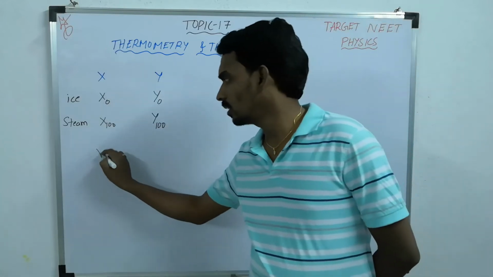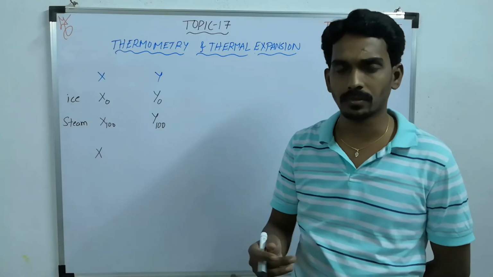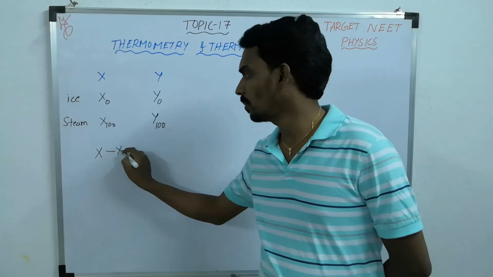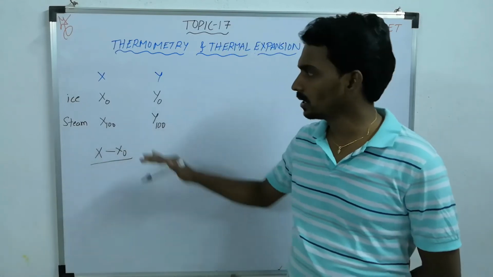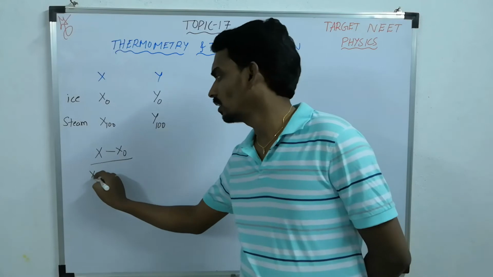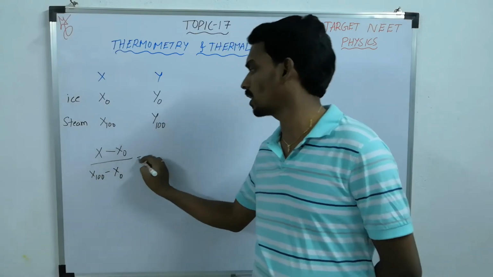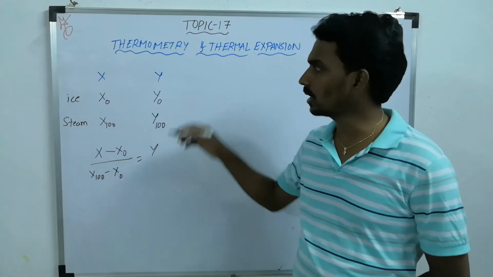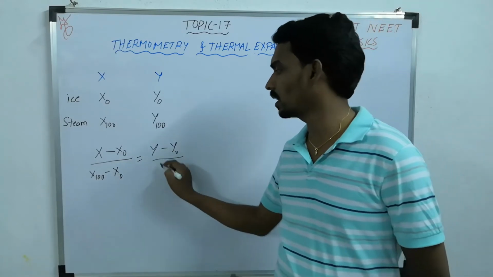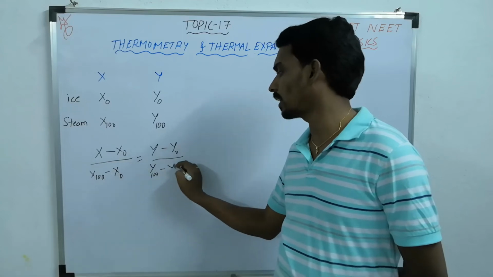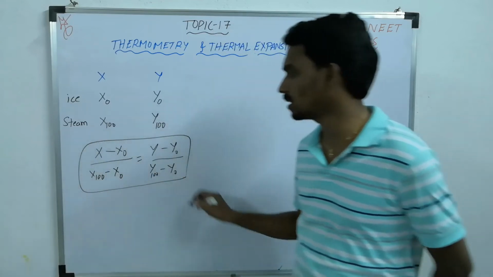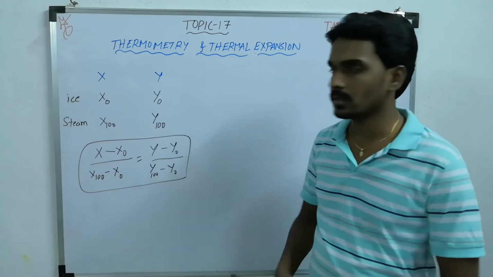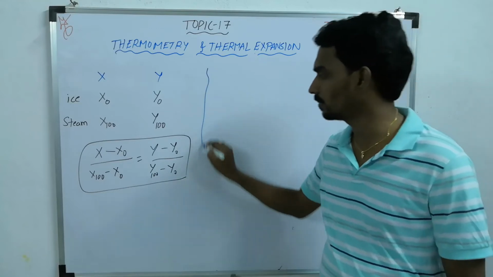Now X is the temperature of a substance in the first scale, then X minus X0 by the number of divisions, nothing but the difference between steam point and ice point, should be equal to Y, the temperature in the Y scale, minus Y0 by Y100 minus Y0. So this is the general formula to convert the temperature from one scale to another scale.